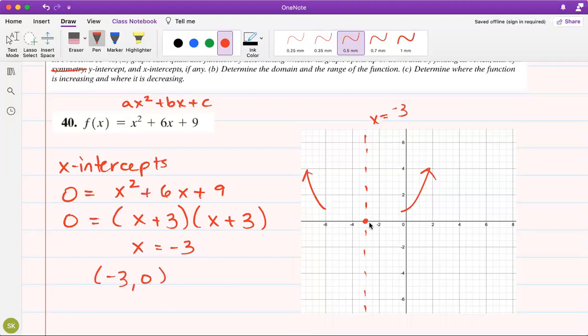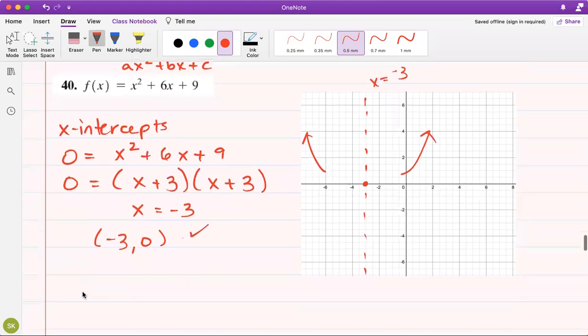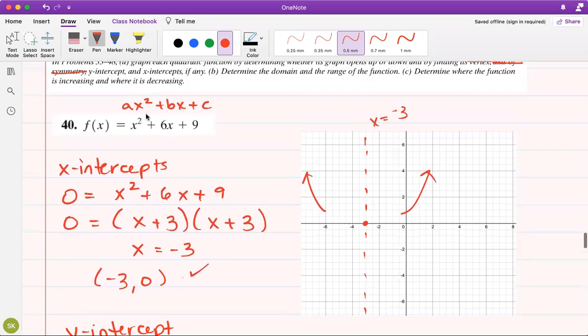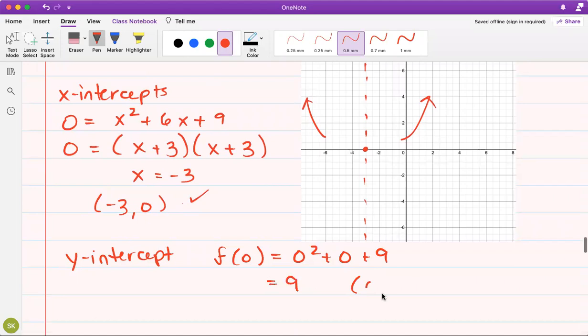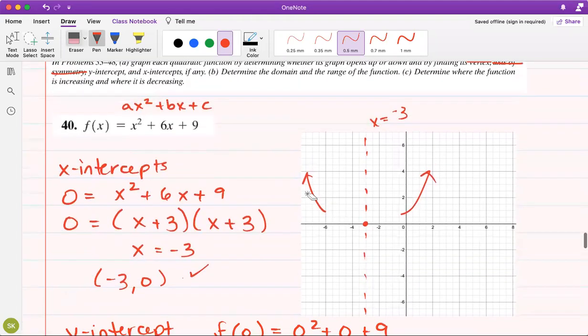The vertex, it makes sense that we only get one of them because remember, you only have one point for that vertex. So you only get 1 point, which is good. So that's the x-intercept. Let's find the y-intercept. So the y-intercept is when we plug in 0 for x. So f of 0 is 0 squared plus 0 plus 9, which is 9. So 0, 9 is the y-intercept.